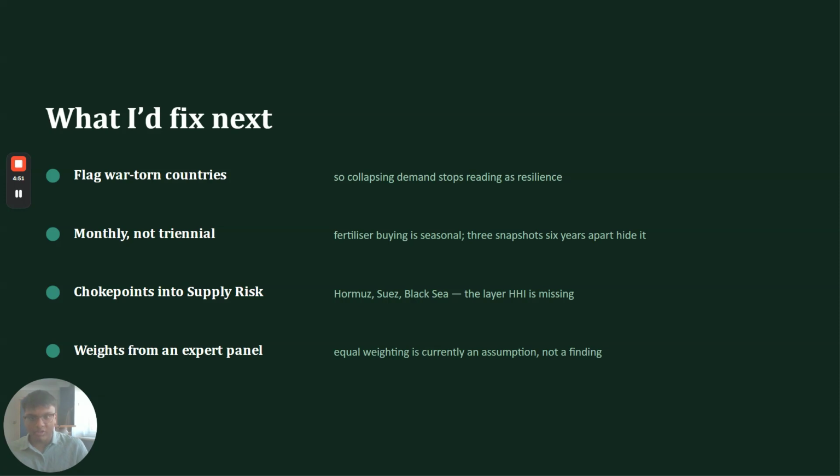Because I'm so passionate, these are my next steps. First, I want to flag war on countries. Second, move to monthly data. Thirdly, include trade choke points. And finally, get weights from people who actually know the fertilizer trade. Publishing results and getting a peer review will tremendously help progress my theory of change further.